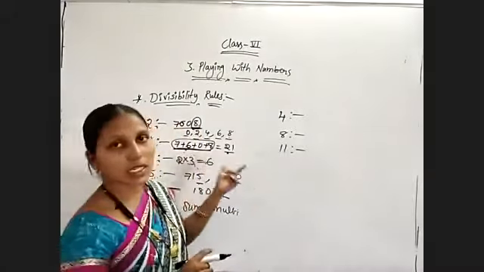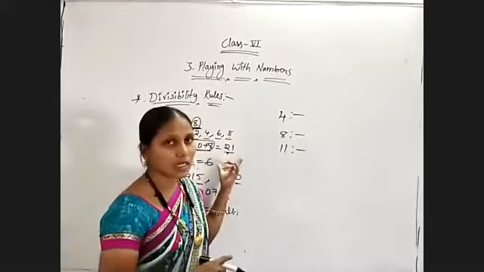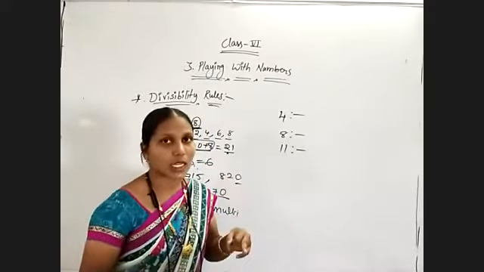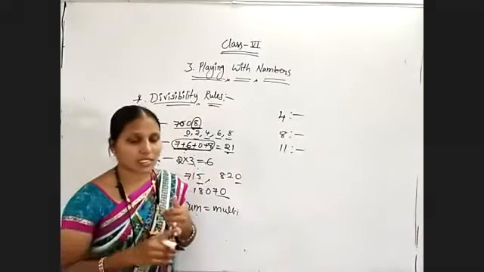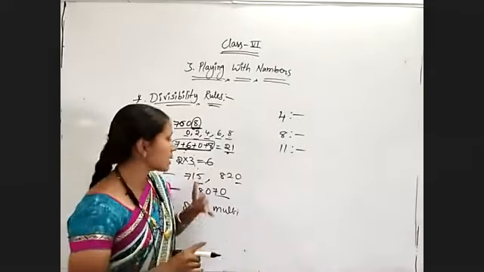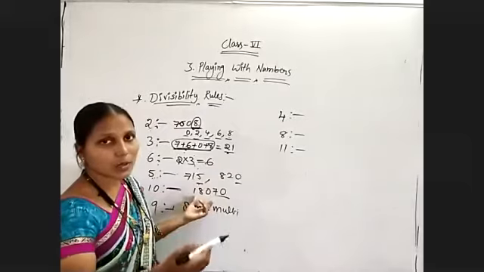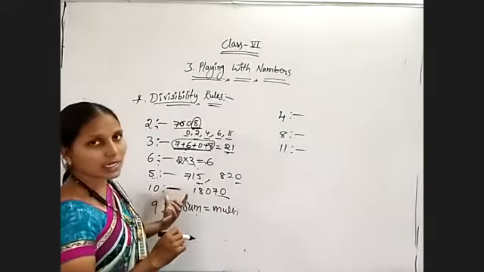And next, for 3, if the sum of the digits is a multiple of 3, then that is divisible by 3. And for 6, if a number is divisible by both 2 and 3, then only it is divisible by 6. And for 5, if a number has 0 or 5 in its unit place, such a number is divisible by 5. And for 10, if the unit place of a number is 0, then that is divisible by 10. Otherwise, it is not divisible.